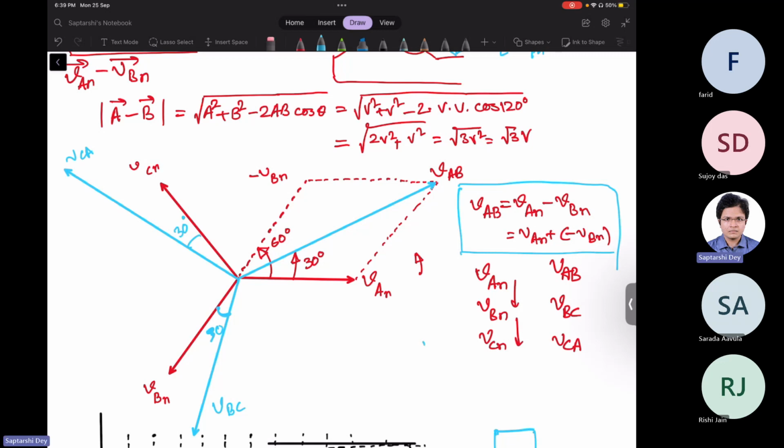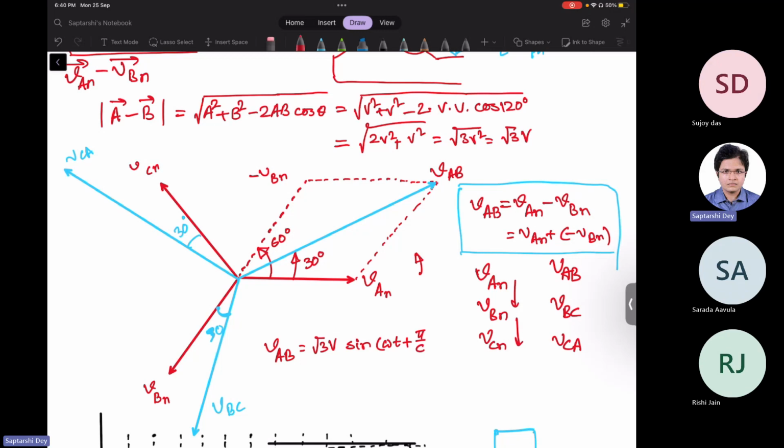Okay. Now from the equations above, the phase voltage equations, we can quickly write the line voltage equations. So we can write VAB is root 3 V sine omega t plus 30 degree, which is pi by 6. You can also write in degrees. Okay, not a problem. If that is easier to write, you can write in degrees also.